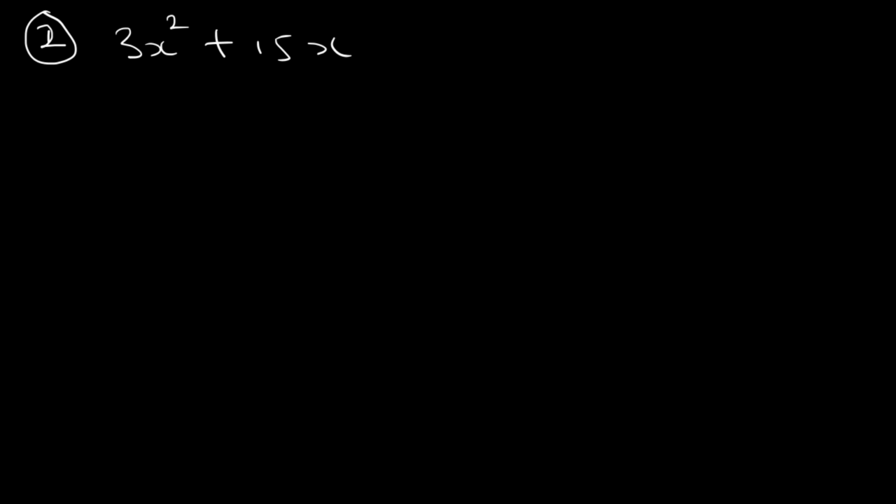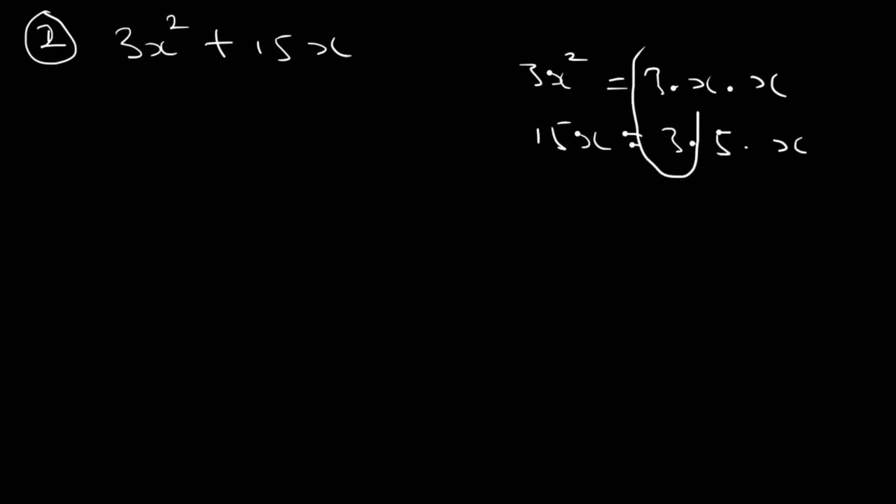Our second problem is 3x squared plus 15x. So, using the same approach, we'll look for the GCF. Now, 3x squared will be equal to 3 times x times x. And 15x will be equal to 3 times 5 times x. Now here, 3 is common and x is common, making it 3x. So we are going to factor out 3x.